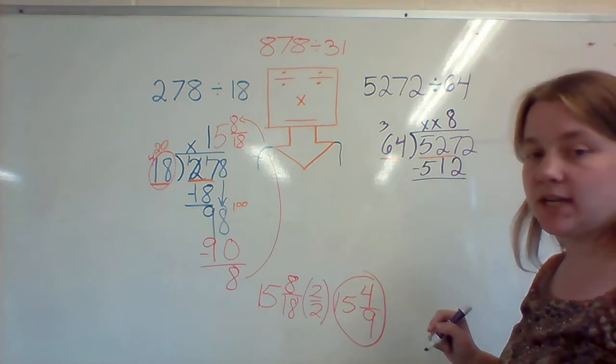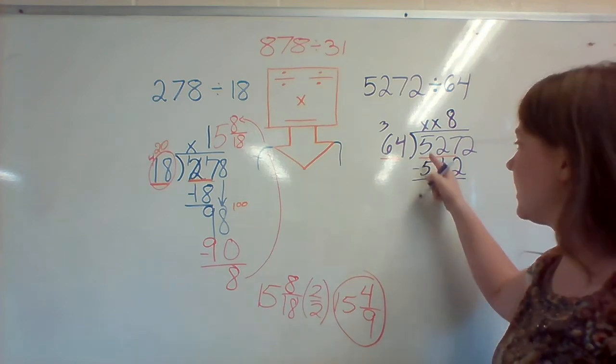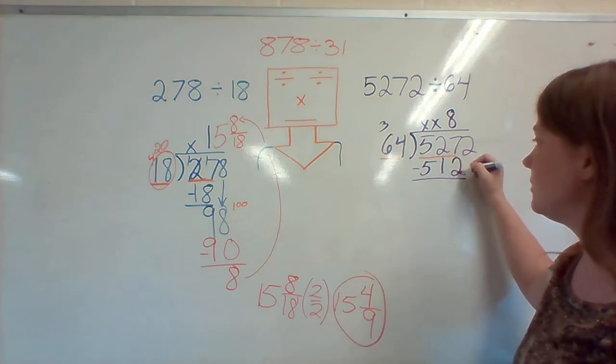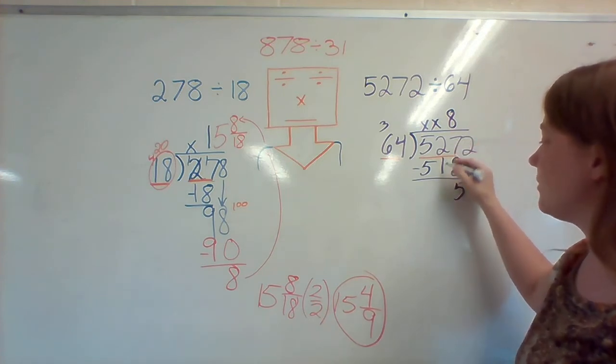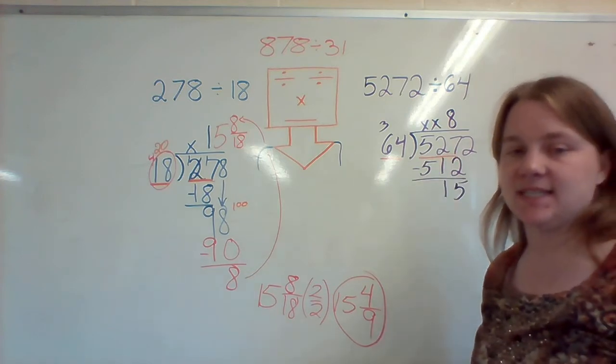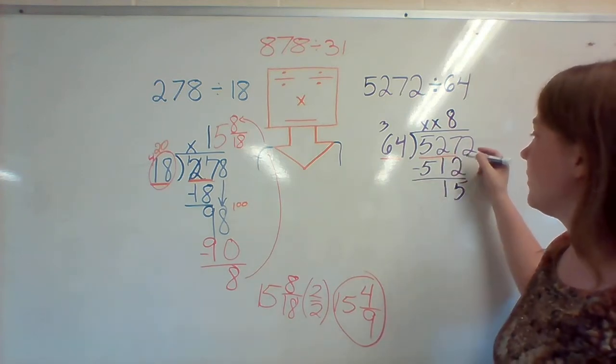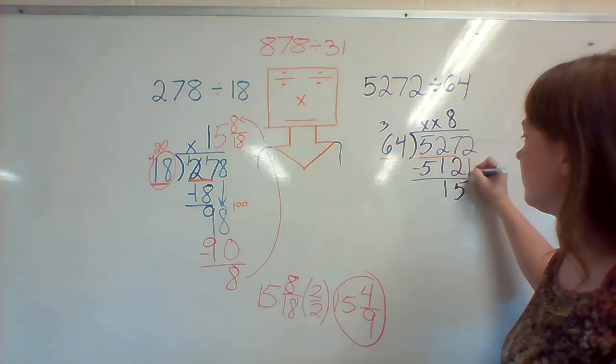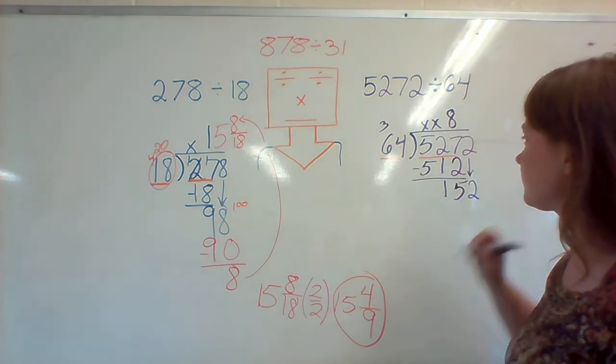Let's go ahead and do that subtraction. 5 minus 5, we don't need to worry about that. 7 minus 2 is 5. 2 minus 1 is 1. 5 minus 5, we still don't need to worry about that because that's 0. So now I need to bring down the 2.